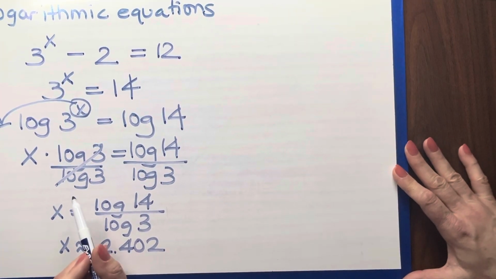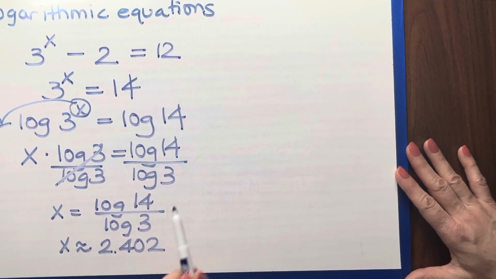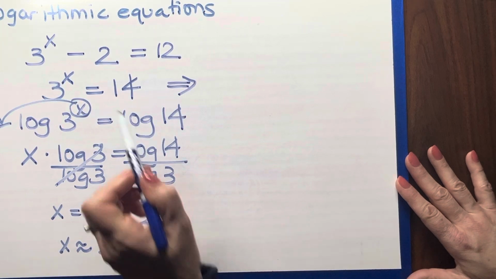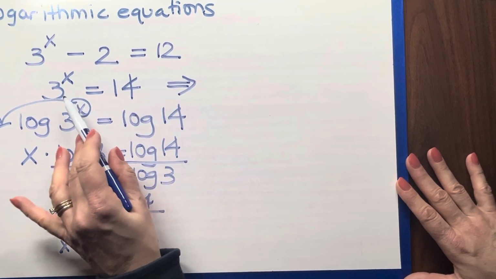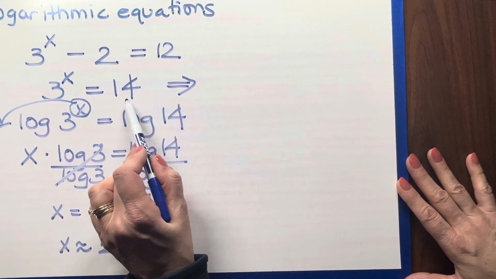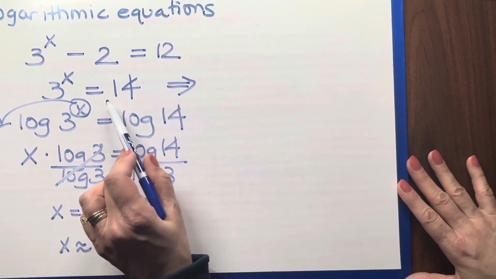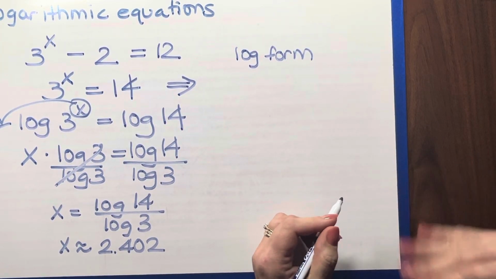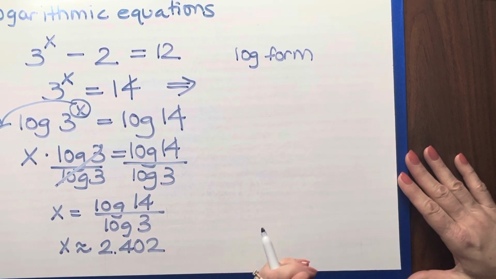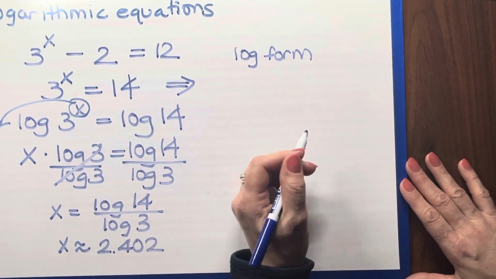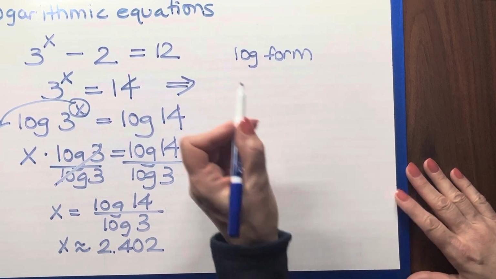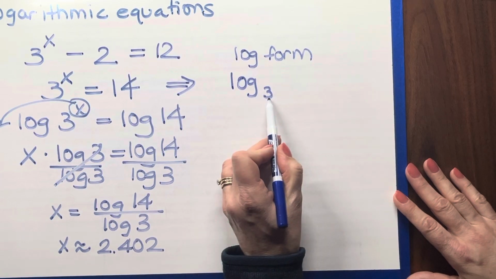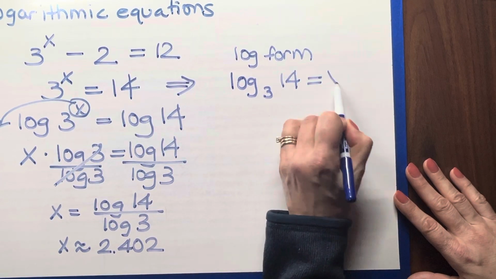Now, that was one way, and I mentioned there's another way that your teacher might allow you to use your calculator and not show all the algebraic work. After you get to this point in the problem where we've added the 2 over and we have 3 to the x equals 14, this is written in exponential form. You can write this in log form, and then if you have a graphing calculator, you can go to the log base on your calculator and enter this in. The log form of this is log base 3 of 14 equals x.